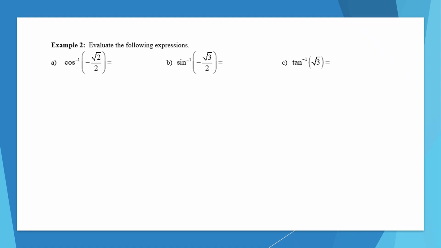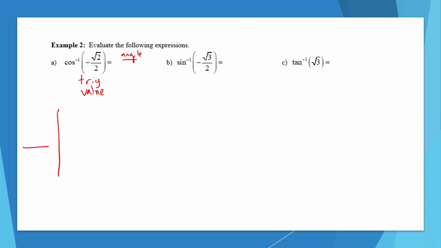All right, example number 2, evaluate the following expressions. So let's work through these three together. First, we have inverse cosine of a trig value. And so we're going to want an angle measure as a result. So cosine of what angle basically gives us negative root 2 over 2. That's the question I'm asking myself.